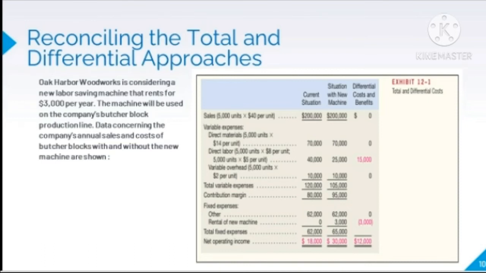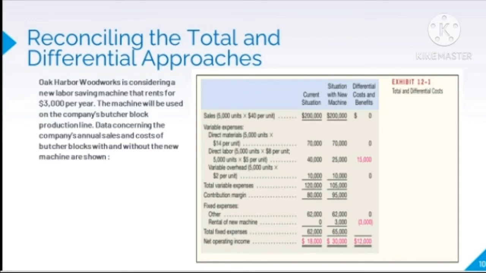Oak Harbor Woodworks is considering a new labor-saving machine that rents for $3,000 per year. The machine will be used on the company's butcher block production line. Data concerning the company's annual sales and cost of butcher blocks with and without the new machine are shown below. The net operating income for the product under the two alternatives can be computed as shown in Exhibit 12-1. Note that the net operating income is $12,000 higher with the new machine, so it is the better alternative.